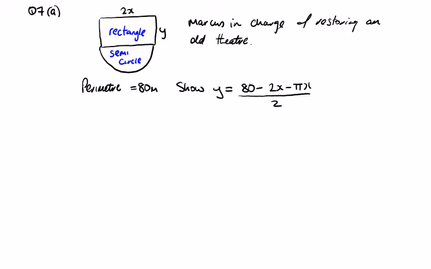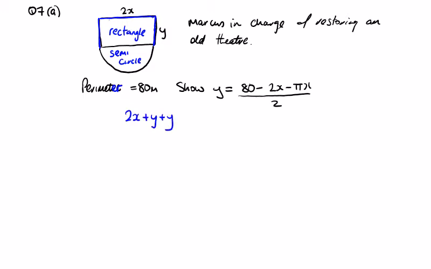We're told that the perimeter is 80, and that is ER, not RE. We're told the perimeter is 80. Show that y is equal to 80 minus 2x minus pi x over 2. Okay, so what's the perimeter of this shape? We're only including 3 sides. So we've got 2x plus y plus y.